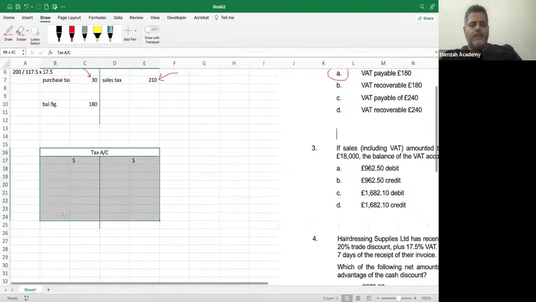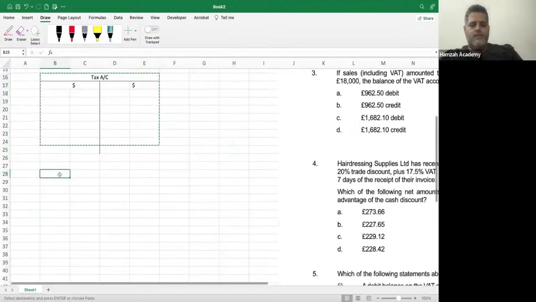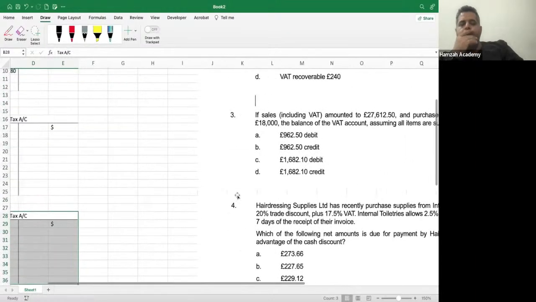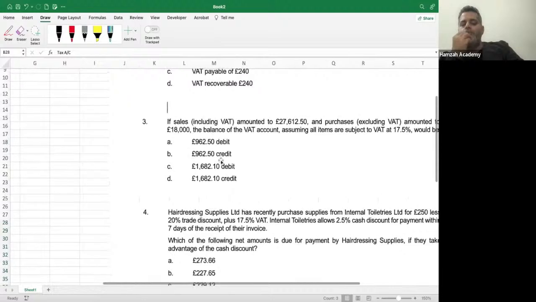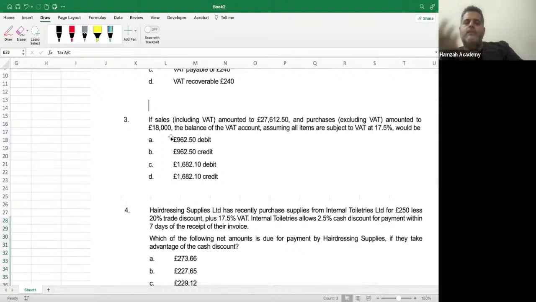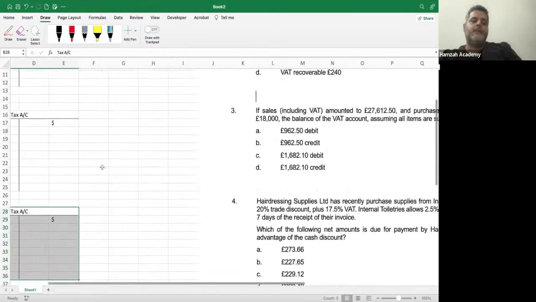Then moving it from here. Okay. Let's see the next question. If sales including VAT amounted to 27,612.5 and purchases excluding VAT amounted to 18,000, the balance in the VAT account, assuming all the items are subject to VAT at 17.5%, would be.